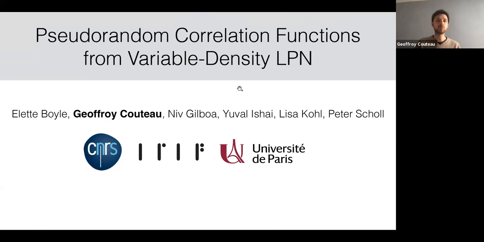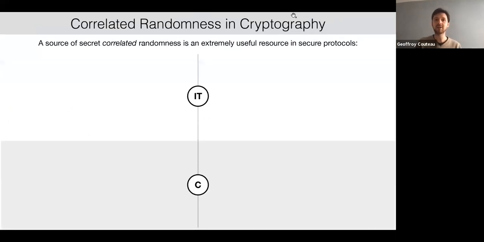So what's the question we're tackling here? The high level thing we care about is this general question of how to use correlated randomness to help cryptographic protocols. It's well known that if you have access to a source of secret correlated randomness, then you can do cryptography, and you can even enable very efficient information theoretic cryptographic protocols.